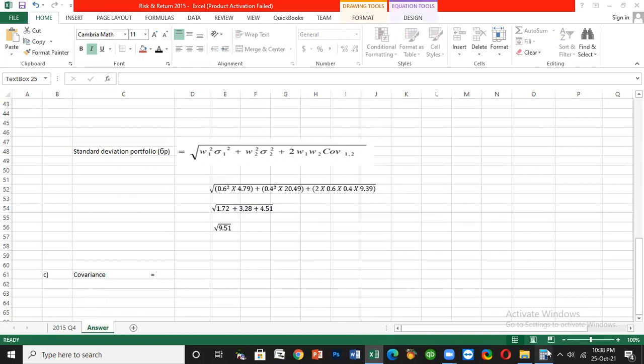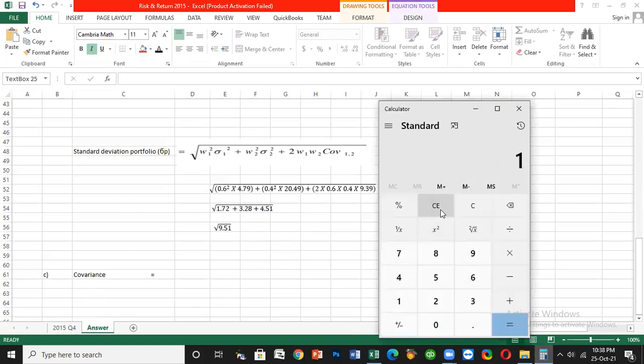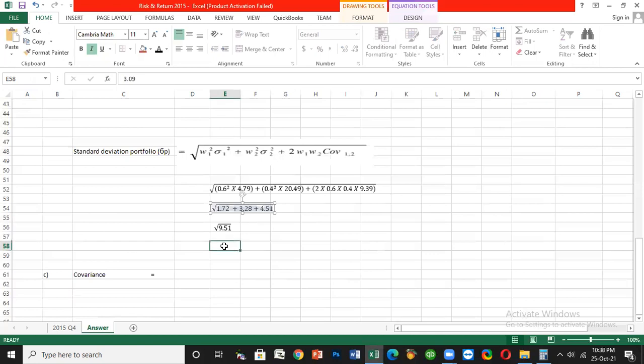Next step is the total of these values: 1.72 plus 3.28 plus 4.51. So 9.51. So the square root of 9.51 equals 3.08. So the answer is 3.08, or more precisely 3.09. This is the standard deviation of the portfolio.